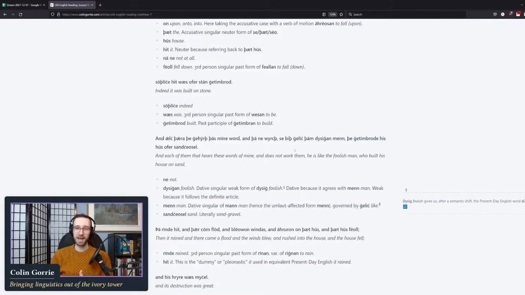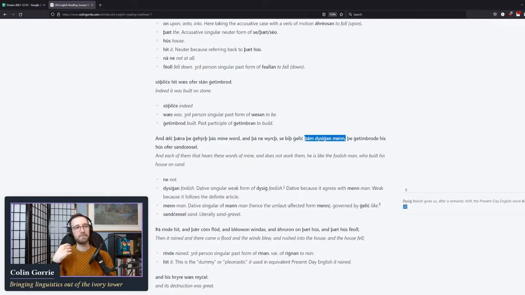I've mentioned this a few times in various venues. Again, we have this word dysig, which means foolish. But we actually have a modern English descendant of this word, which is dizzy, as if you've spun around and the world's spinning now. Dizzy, originally, etymologically, meant foolish. So here we have tham dysigan men.